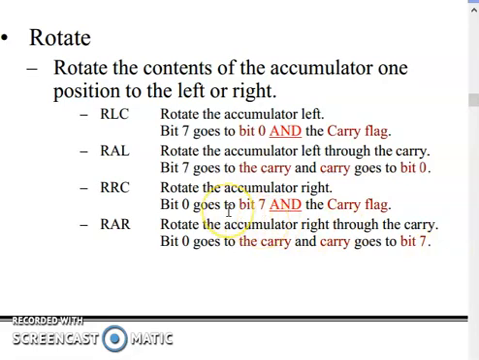Please do remember, these are all very important instructions, and they have a lot of applications.